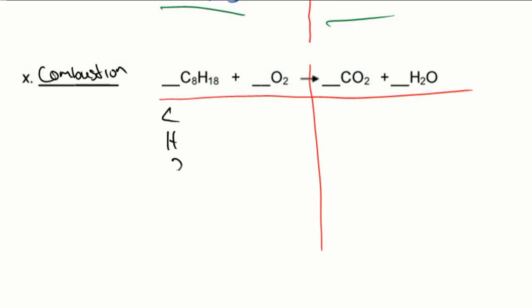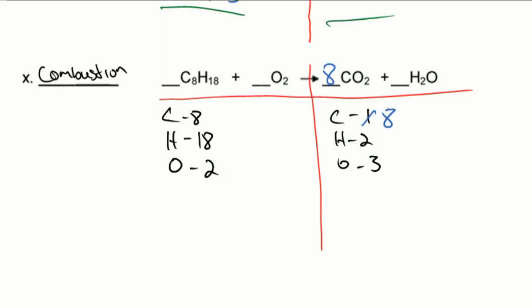So C, H, O: I have 8 carbons, I have 18 hydrogens, I have 2 oxygens. I'm just going to go through it and balance the carbons and pretend like I don't know any different, and then we'll see where we end up. So I'm going to put an 8 here. Gives me 8, gives me 16, and another 17 oxygens. That's where we run into these problems with this odd number of oxygens here.